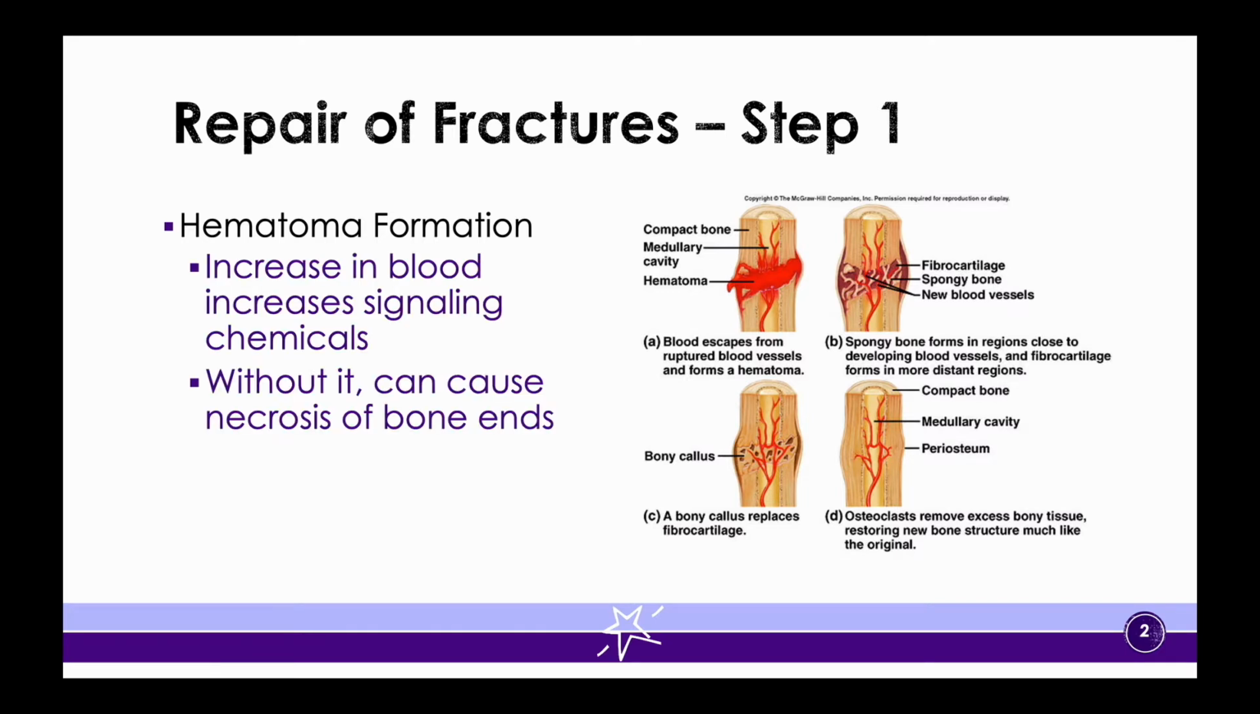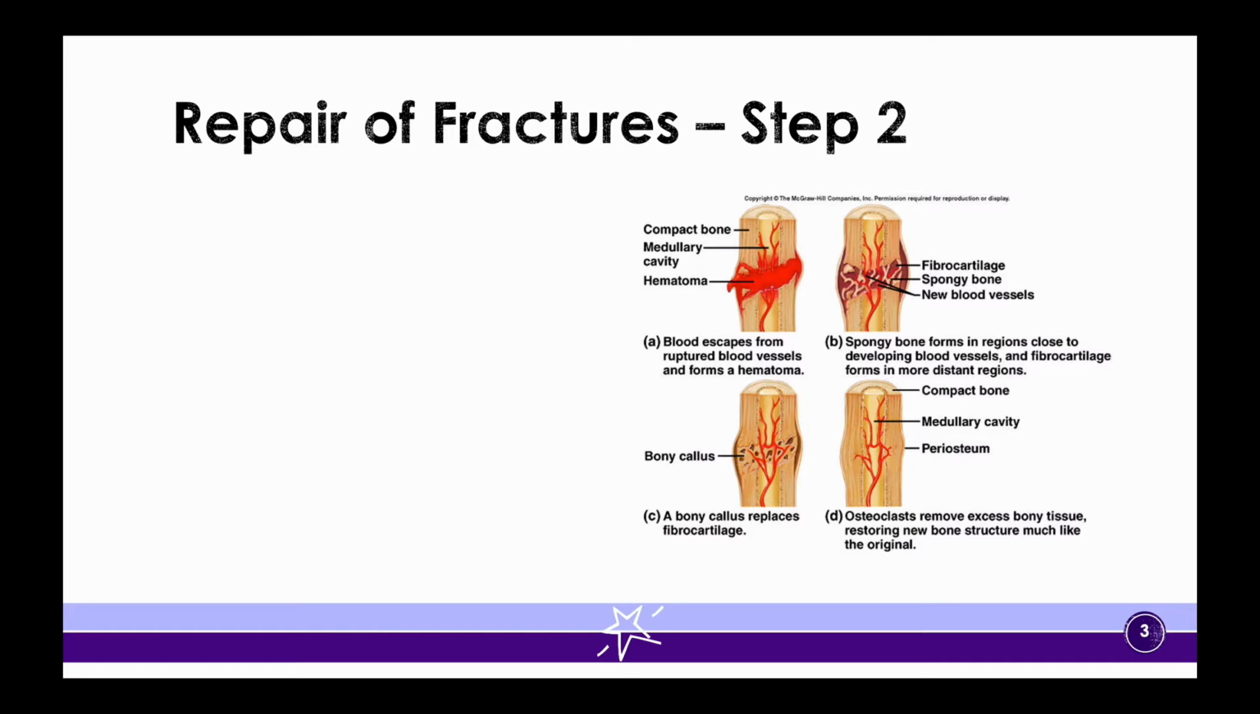So you get an increase in the blood, which will increase the signaling for chemicals to come. Without having things come to heal the area itself, we actually would have necrosis of the bone ends, or dying of the bone ends. So it's needed for us to be able to do that. So we're forming that hematoma. It's signaling for other chemicals to come in, the inflammatory process, because otherwise the tissue or the bone would die. So then we move on to our second step.